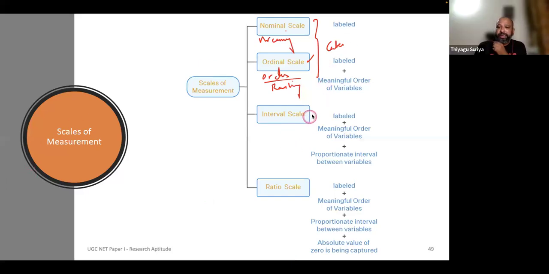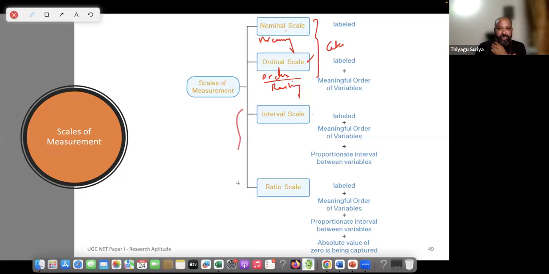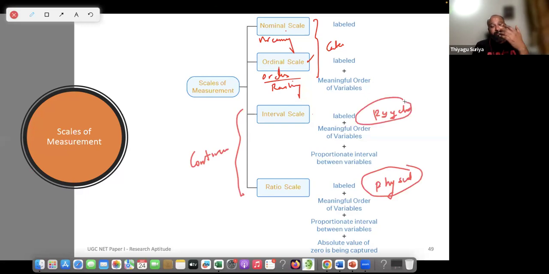Listen. The interval scale and ratio scale are called continuous data. Both are called continuous. But the interval scale is basically called a psychological variable, and the ratio scale is called a physical variable. A physical variable can be viewed with our eyesight, but a psychological variable we cannot measure through eyesight. That is the difference between the interval scale and ratio scale. And the absolute zero property is meant only for the ratio scale.